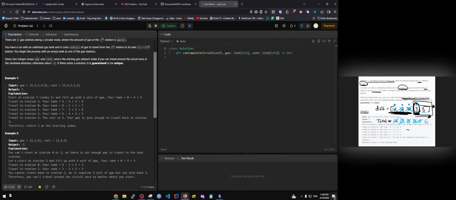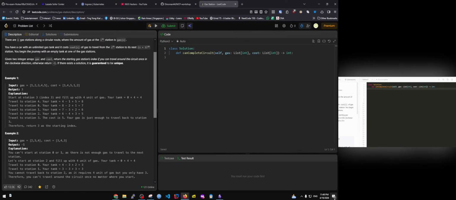By the way, the greedy algorithm is O(n). We know the brute force was O(n^2) because we'd have to potentially iterate through the entire array n times. But with the greedy approach, we're actually able to do this in just O(n) time and O(1) memory complexity. We don't actually need any extra memory.